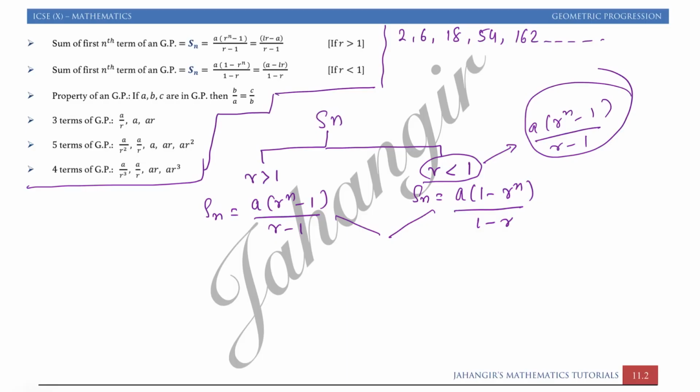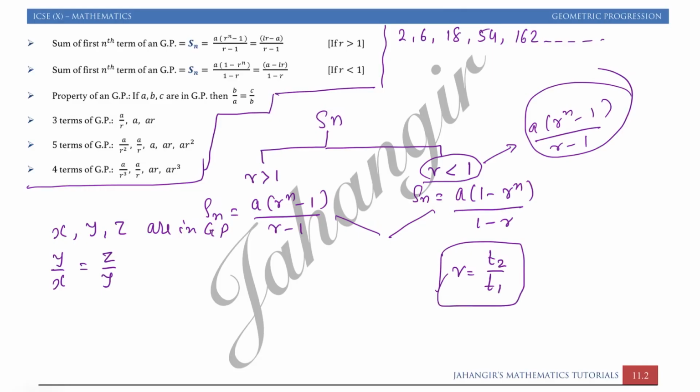Now when three terms are in GP, just like x, y, z are in GP, you can write y upon x is equal to z upon y. That is, ratio is always second term upon first term. When you are finding the ratio between consecutive terms, it's second term upon first term. So y upon x is the ratio, z upon y is also the ratio. So we can say y upon x is equal to z upon y. This is the property of geometric progression.